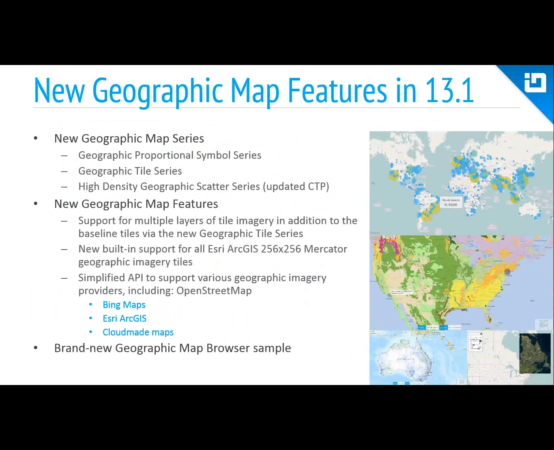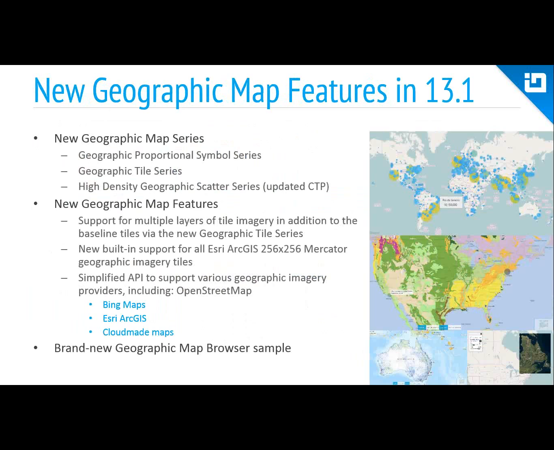So what are some of the new features we've added in 13.1 for the geographic map? First of all, there's the proportional symbol series, that bubble series on the map. That was a CTP feature, a preview feature we introduced in 2012. It's now final. It's here to stay, and it's solid. You can play with it. We have the geographic tile series, which allows you to have more than one layer of tile sets. So you can basically have, for example, a Bing Maps layer on top of an OpenStreetMap layer. And you can either use cutouts or transparencies to differentiate between the two.